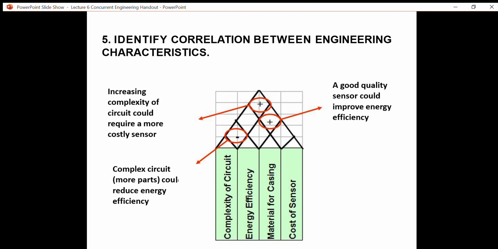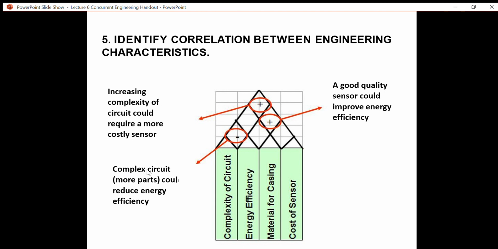Then we identify the correlation between engineering characteristics. We already have these engineering characteristics: complexity of the circuit, energy efficiency, material of casing, cost of sensor. So we develop the correlation between them. How to do this? We see the complexity of the circuit. From here, we just draw the line, and then we see this minus here. So it relates with energy efficiency.